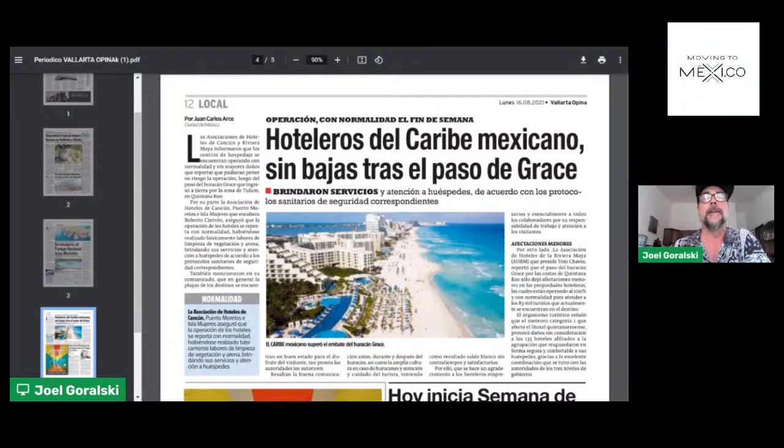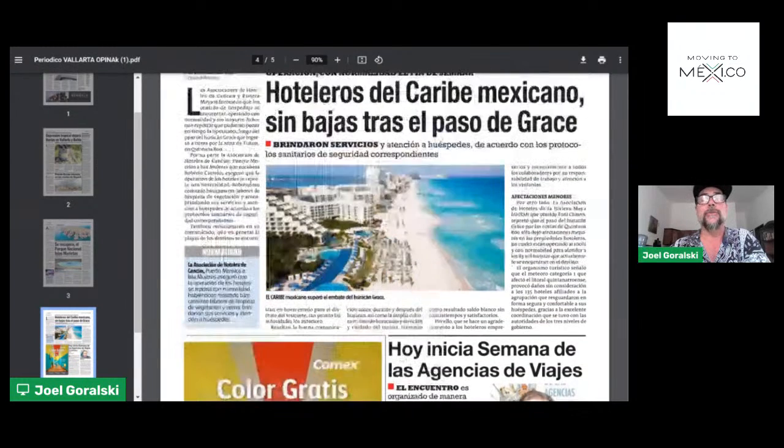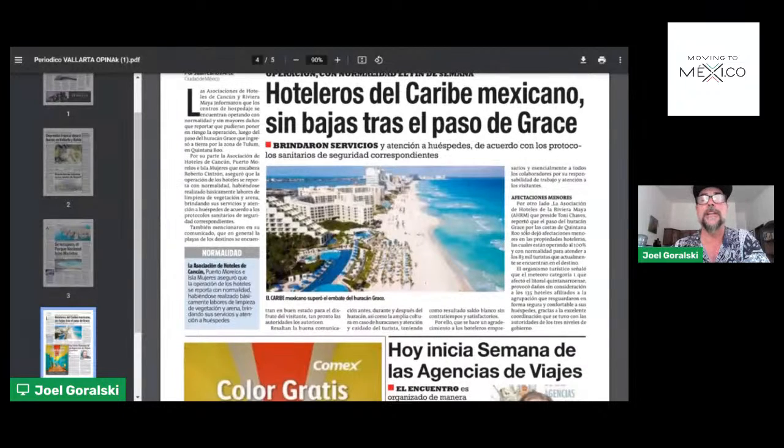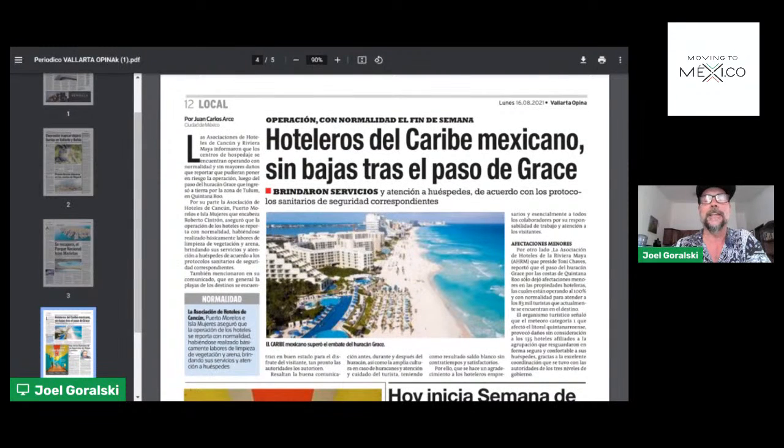Okay. So let's go back to this article, and I'll let everyone take this one and read it on their own. You don't have to comment on this one, but this is a good one because it's local news. It's talking about the weather, operación con normalidad el fin de semana. El fin de semana is the weekend, operation with normalization. And pretty well almost everything in here, or half of it, you can translate.